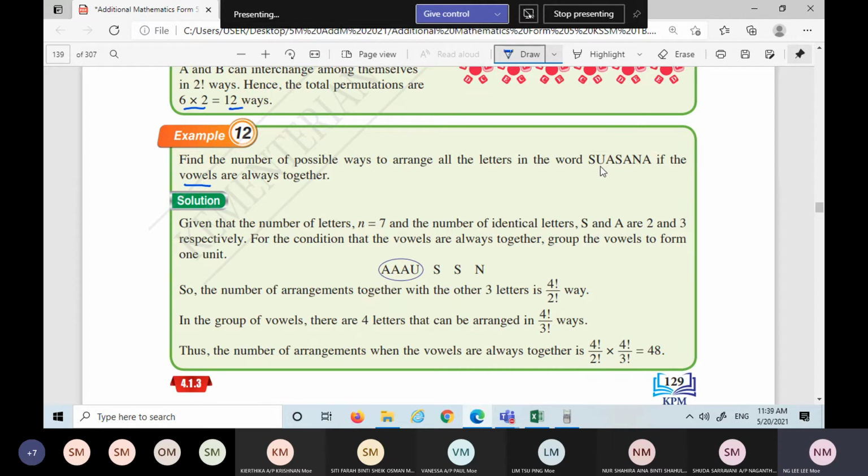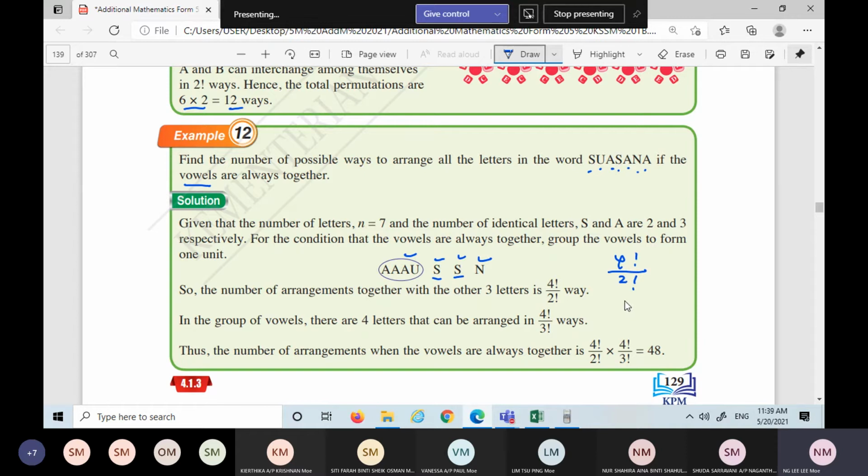Vowels are A, E, I, O, U. So I have U, A, A, A as one group that are together, 3 A's and 1 U. The balance is S, N. Now we count and see how many: 1, 2, 3, 4. So it's 4 factorial if I want to arrange these 4. But the problem is among these 4, I can see there are 2 identical, so I have to divide by 2 factorial.